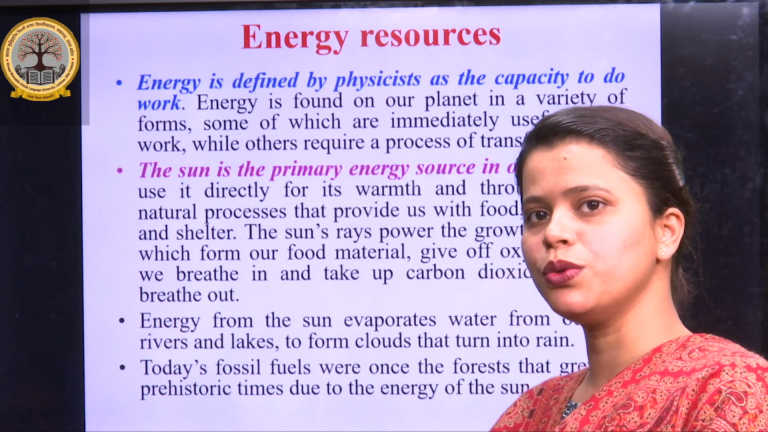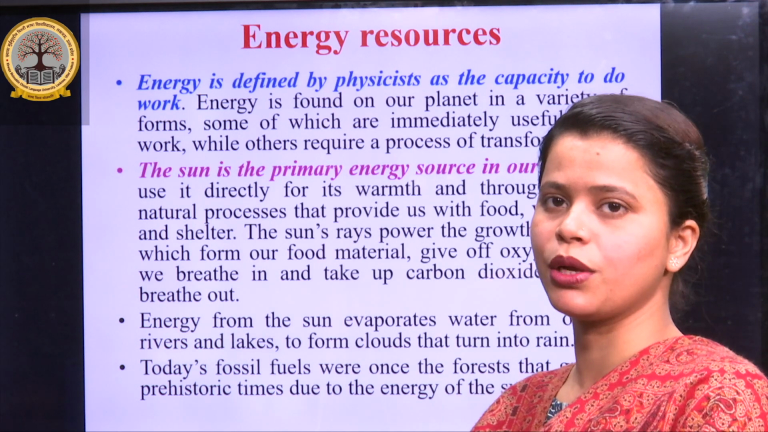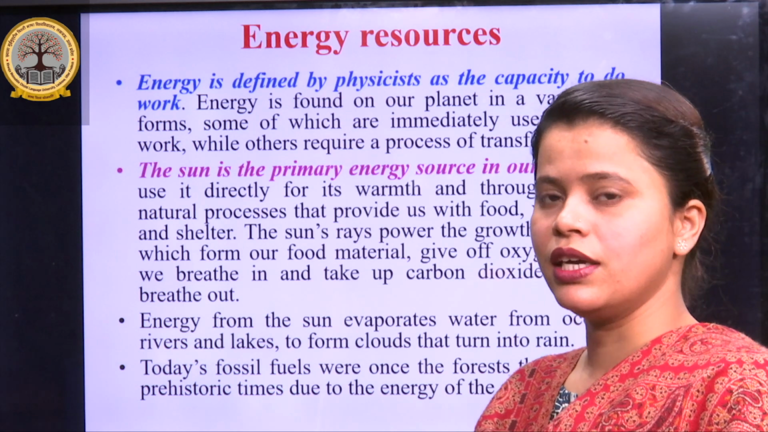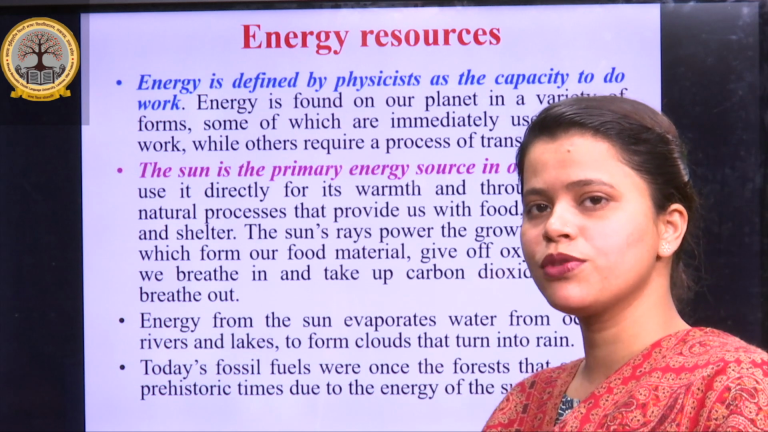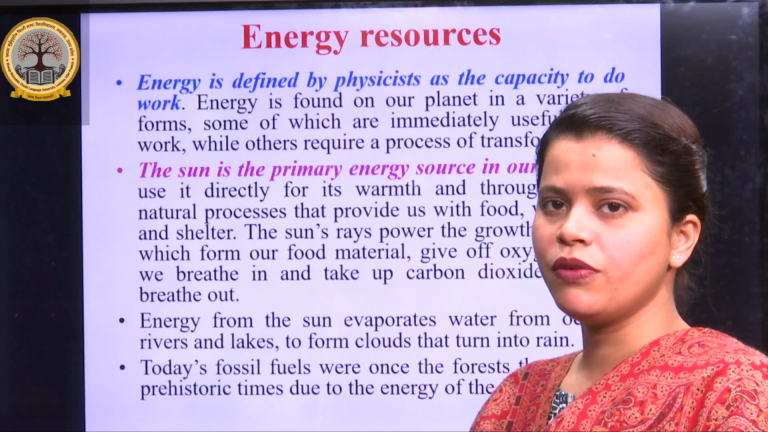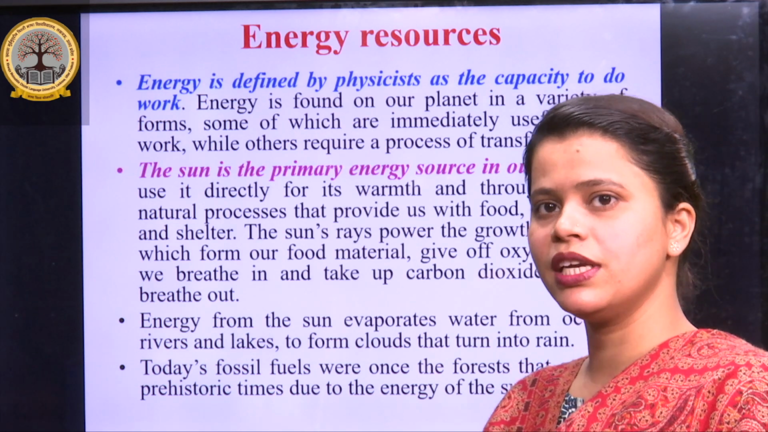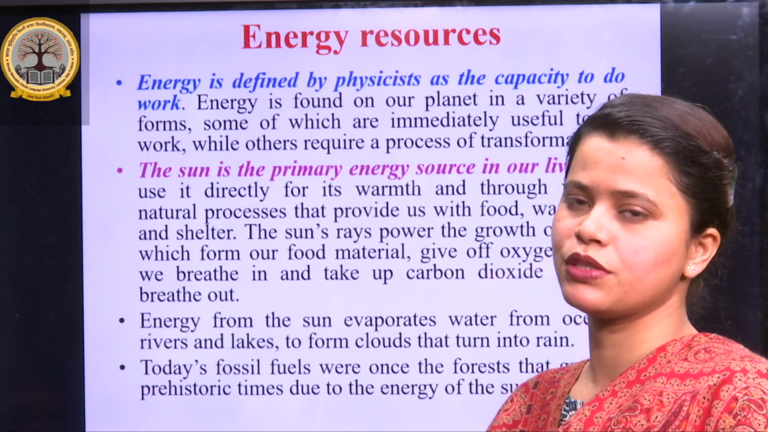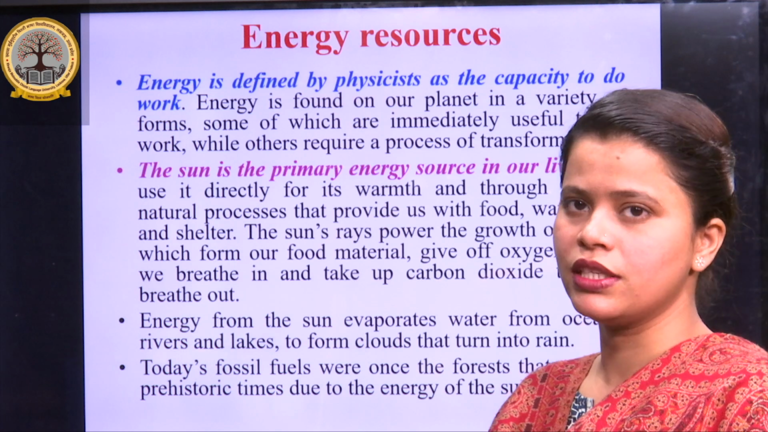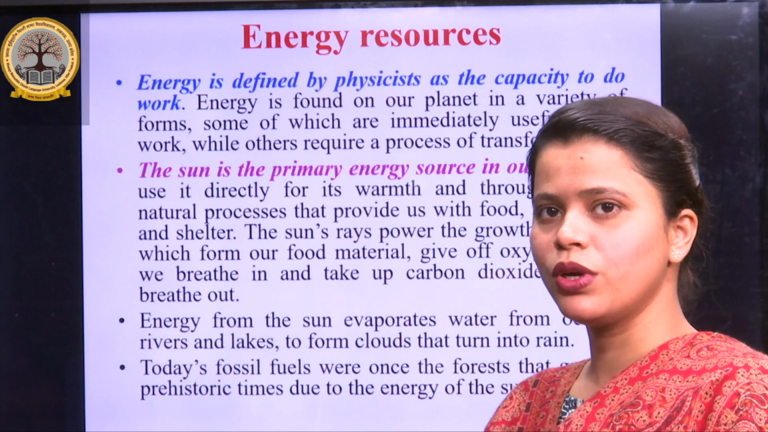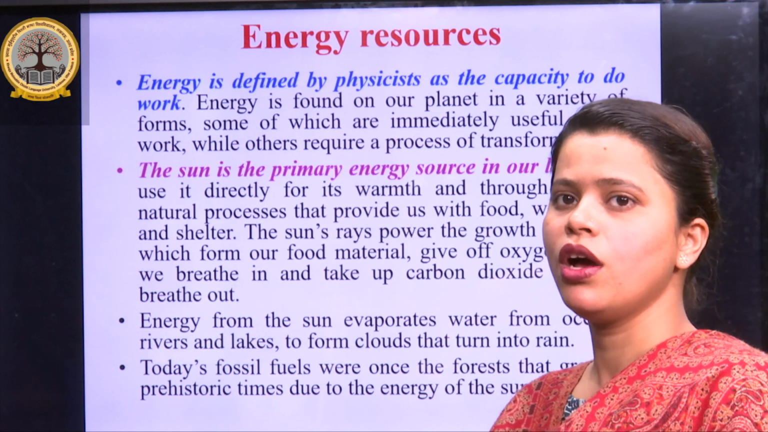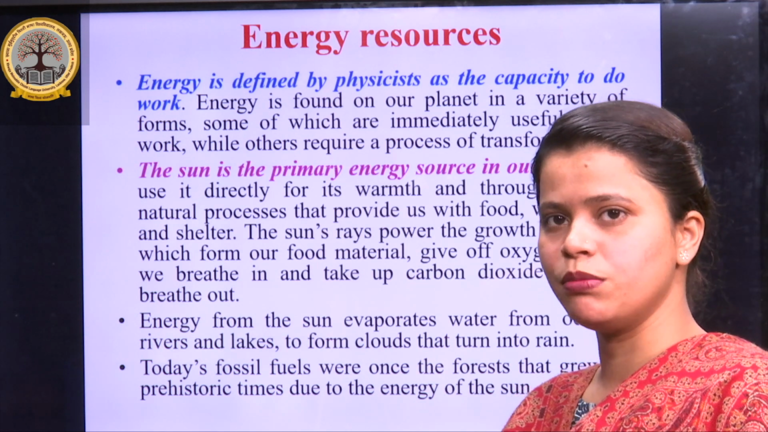Whatever we do on this planet or on this earth requires some or the other form of energy, and energy is present in different forms on this earth. Some of the energy can be used immediately in the form in which it is available to us, and some requires transformation of its form. For instance, the solar energy that we obtain from the sun can be immediately used in the form of heat in which it is available to us.